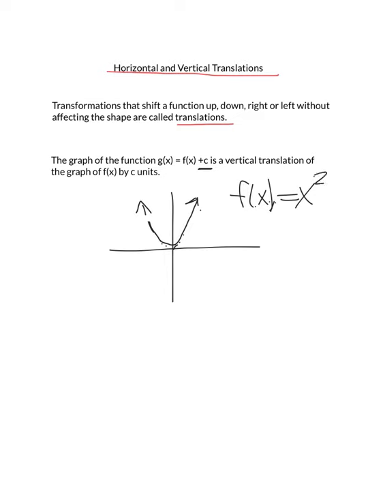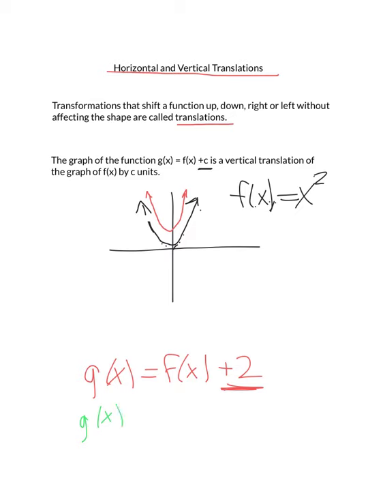Now, my first translation is g of x is equal to f of x plus 2. Now this plus 2 is my c, and that basically means that every single key point in our x squared needs to be shifted up 2 units. So all of these points, or this entire graph, is going to be shifted up 2.